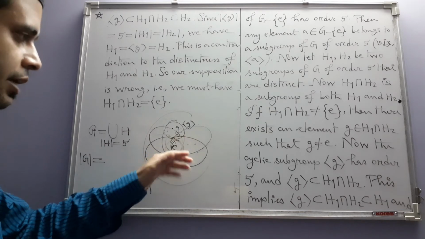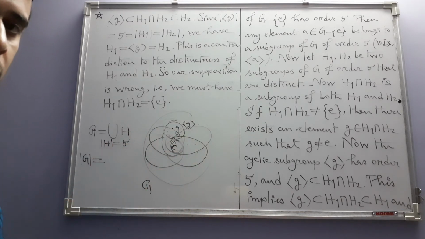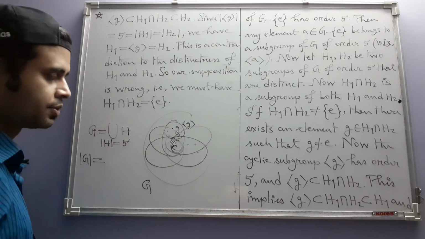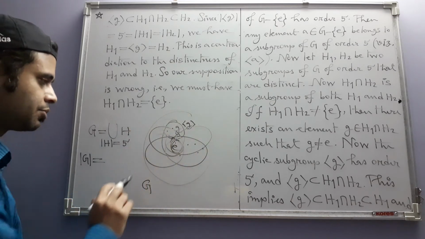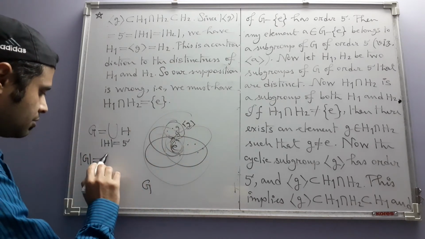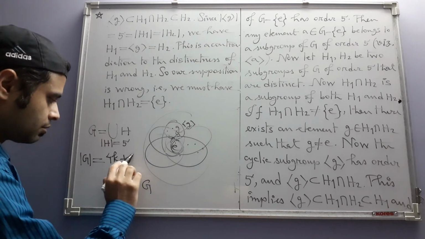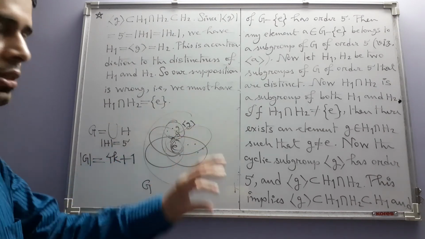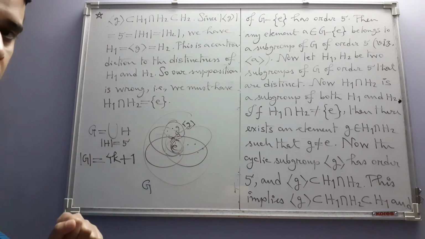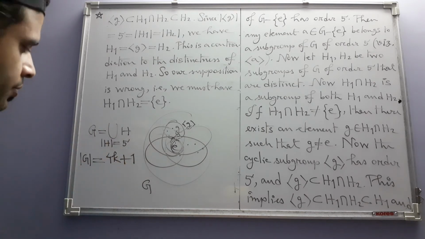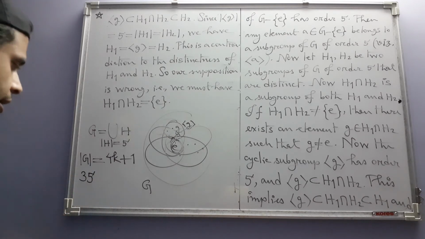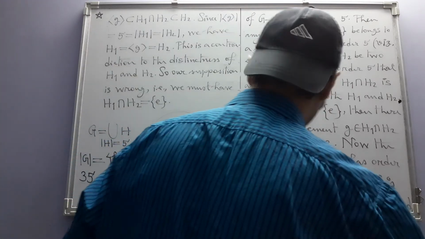Each five element subgroup gives us four new elements in the original group, and the original group consists of such subgroups. So that means that if the number of such subgroups is k, then the order of the group is 4k plus 1: 4 elements from each such subgroup, none of which is the identity element, plus that extra identity element. But it's given that the order of G is 35. But 35 is not a number of the form 4k plus 1. So let us write these things systematically.